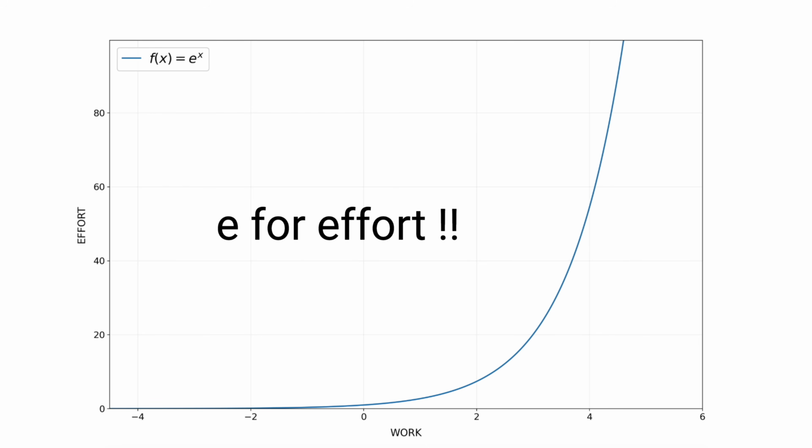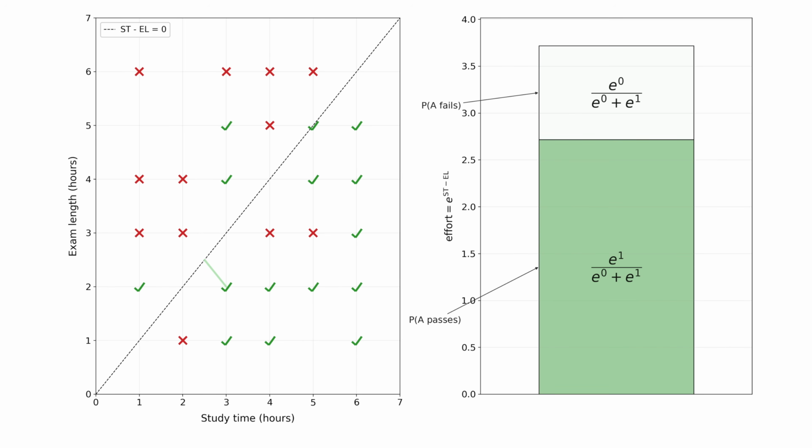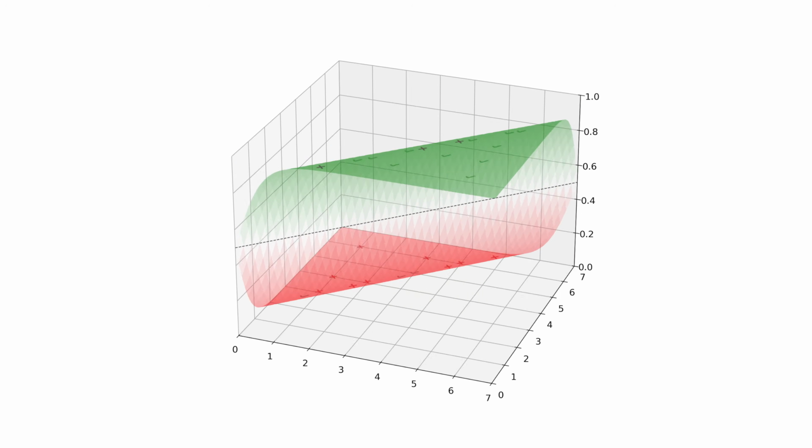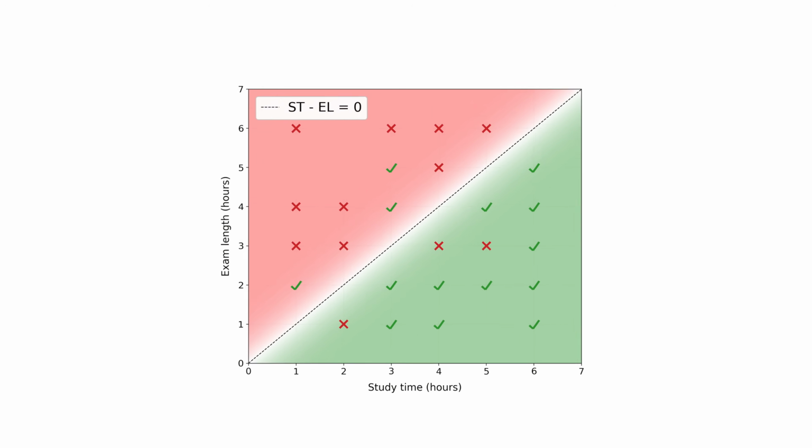This led us to the exponential, turning work into effort. Once we had that, probabilities came out naturally by comparing relative effort to the baseline, which is the sigmoid function and backbone of logistic regression.